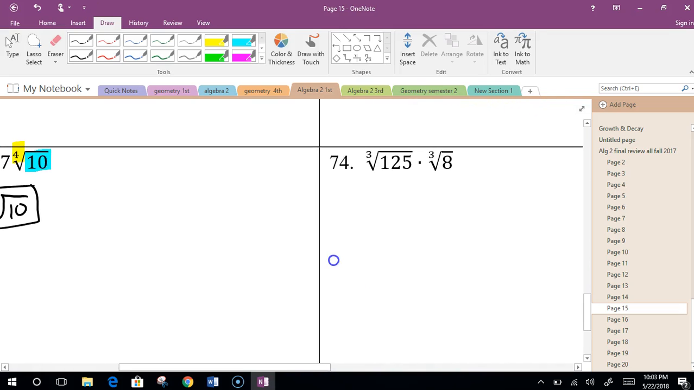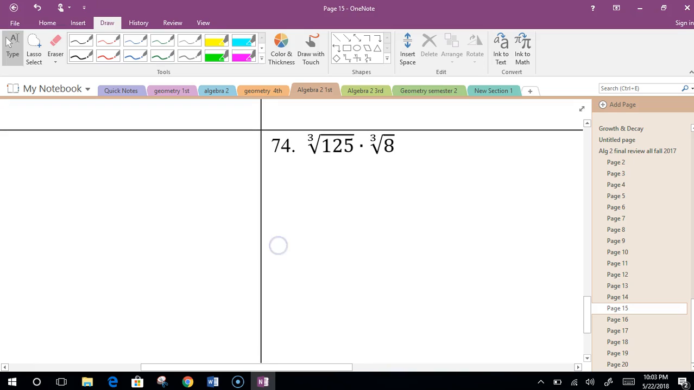And the nice thing about a question like 74 is you have 2 options. You could either multiply 125 times 8 and see if it is a perfect cube. Or you could say, well, 125 is on the cube list, it's just 5, and 8 is on the cube list, it's just 2. 5 times 2 is 10. There's your answer. It's probably the easiest way to go about it.